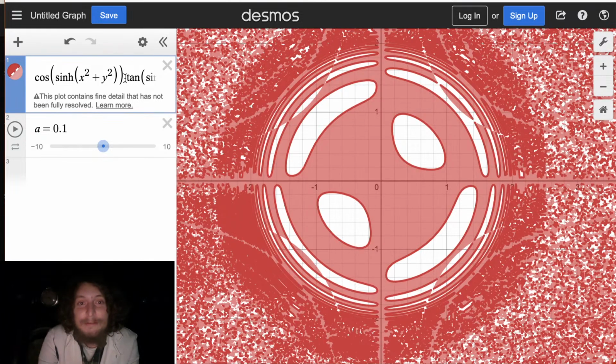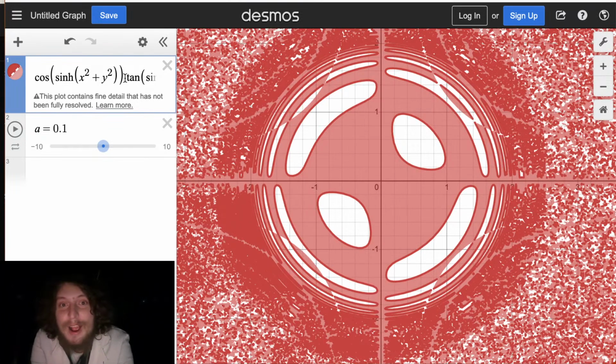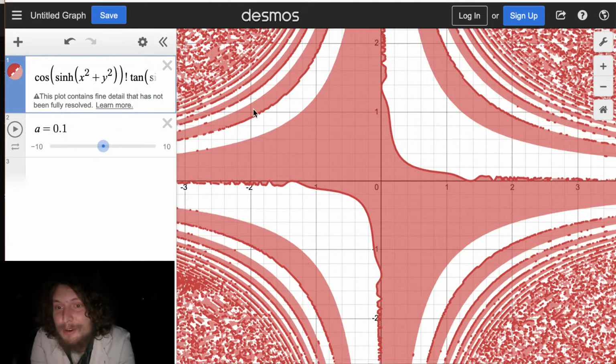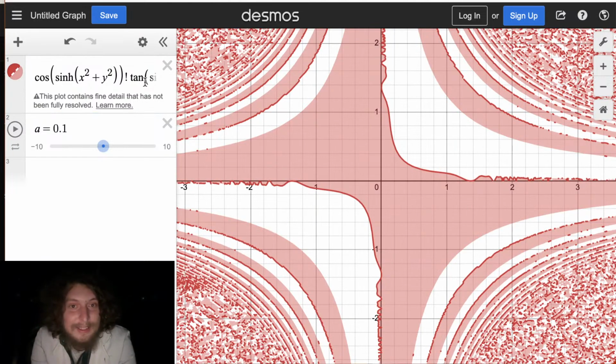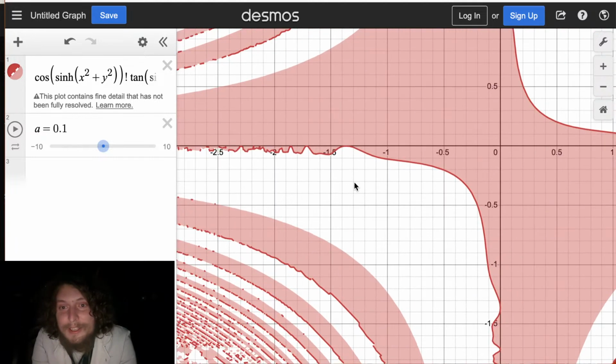Okay, this might make everything go way too crazy, but we're just going to try it. There's factorial. Okay, I put it outside the stuff, which is a little easier on it at first. And yep, we get pretty wacky.